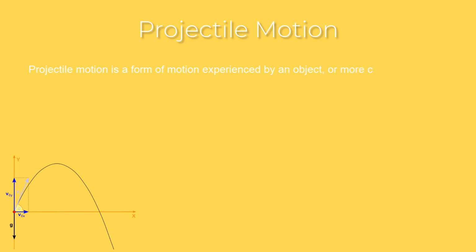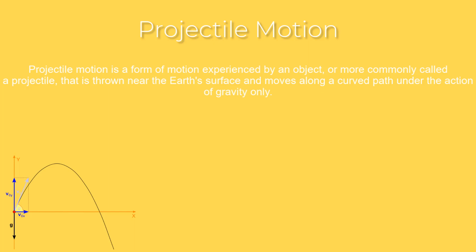Projectile motion. Before we start, we must first know what projectile motion is. Projectile motion is a form of motion experienced by an object, or more commonly called a projectile, that is thrown near the Earth's surface and moves along a curved path under the action of gravity only.